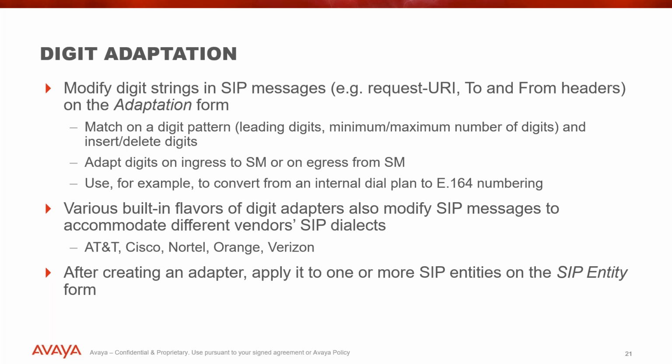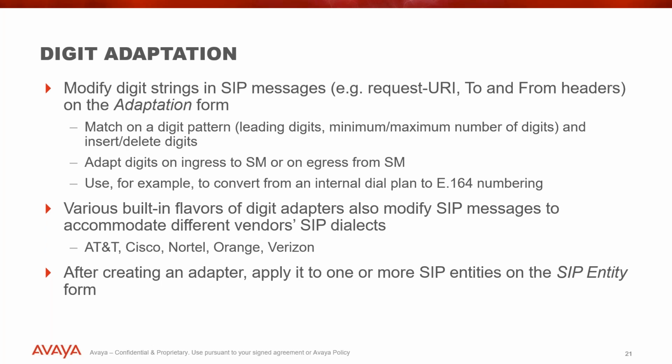This can happen on ingress to SM, so on SIP invites coming into SM, or on egress from SM when SM sends the SIP invite to another SIP entity. So you can convert calls coming from a service provider from the outside full number to your internal dial plan, and then when you route out to a different service provider, you could go back to the outside number of digits from your internal dial plan.